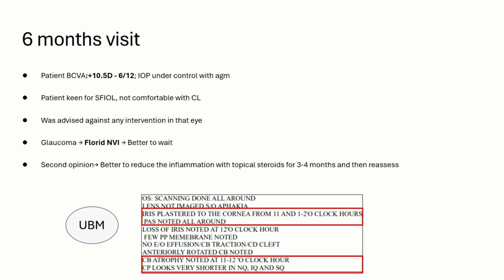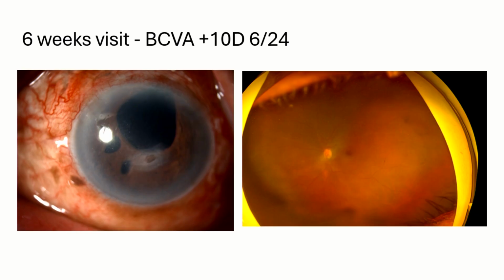And again, with plus 10.5, he's reading 6/12. The other problem this patient has is this corneal ulcer, this epi defect. This is why he is not keen on contact lens, and he was using a contact lens in between at Mauritius. Then he developed this again.